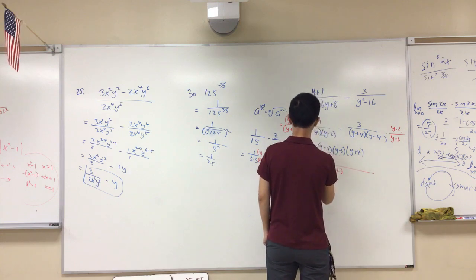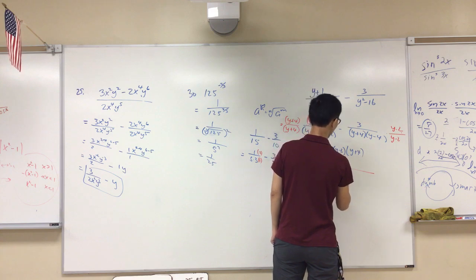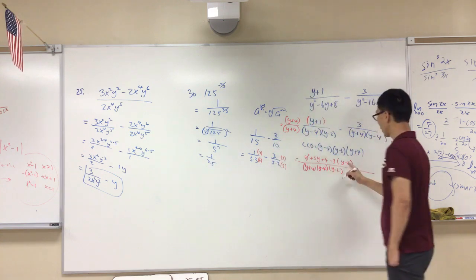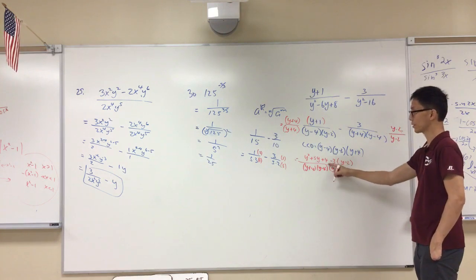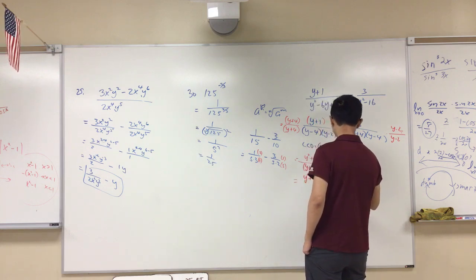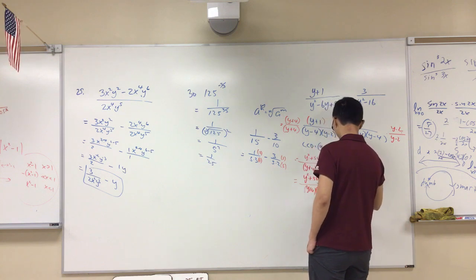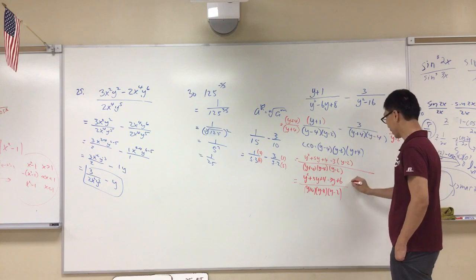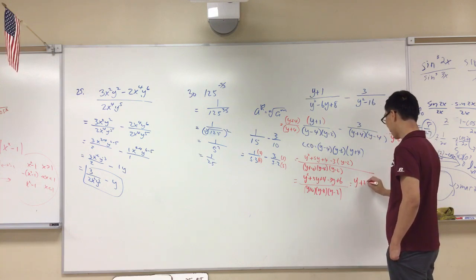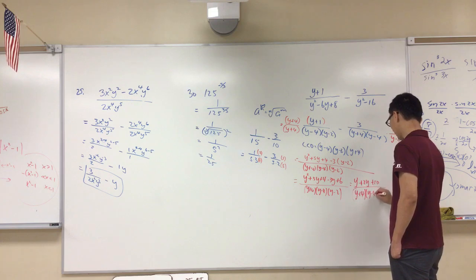Over, this one is a foiling, so I'm going to foil this part. So it's going to be y squared plus 5y plus 4 minus 3 times y minus 2. Can the y minus 2 cancel? No, because it's a minus sign, so it distributes. Before you FOIL, you don't cancel anything. y squared plus 5y plus 4 minus 3y plus 6 over y plus 4, y minus 4, and y minus 2. So we're left with y squared plus 2y plus 10 over y plus 4, y minus 4, and y minus 2.